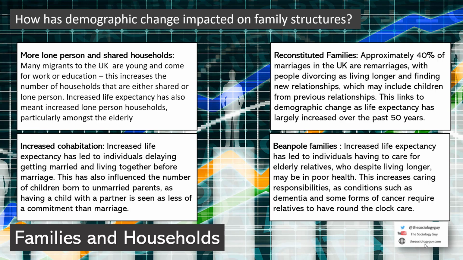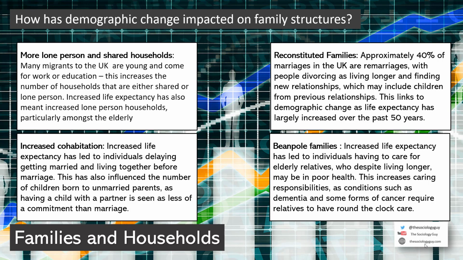Other ways in which demographic change has impacted family structures: we've got more lone person and shared households, as I've mentioned already. We see increased cohabitation. This is because people are living longer and waiting longer to get married, and therefore they may do what we call a try before you buy type of relationship, where they live together before they get married. They may purchase property before they get married.